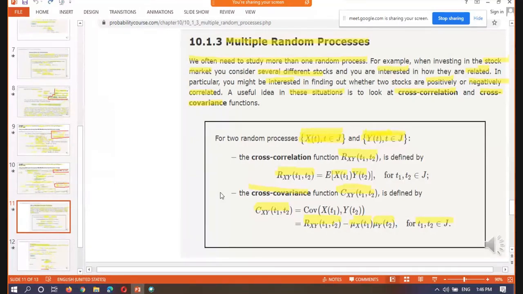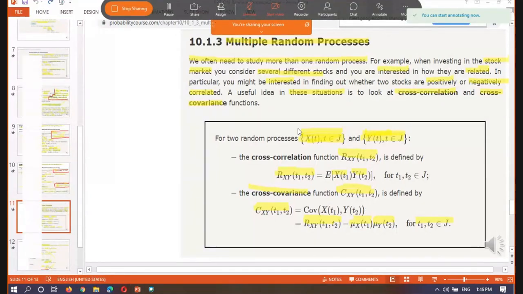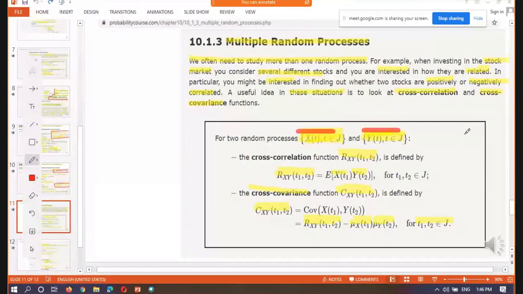So that means we have two random processes. One is X(t), and another one is Y(t). This X(t) is one random process, Y(t) is another random process. For any particular t1, X(t1) is one random variable, and for any particular value of t2, Y(t2) is another random variable. So we are having two random variables, and we want to know how X(t1) is related to Y(t2). Either they are positively correlated, negatively correlated, or they are independent.